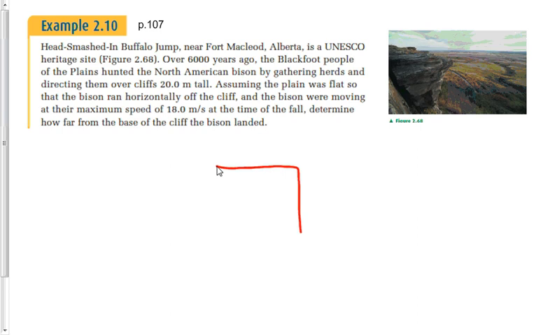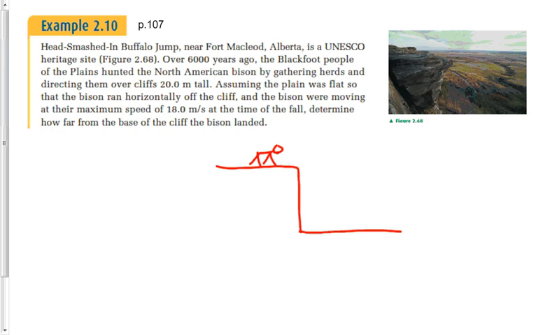The First Nations people 6,000 years ago used to funnel these bison into this kind of narrow corridor. Buffalo aren't the smartest animals in the world. They'd funnel them into this narrow corridor, and they'd get them running really, really fast together, this pack of a couple hundred buffalo running really, really fast. That's my buffalo, by the way.